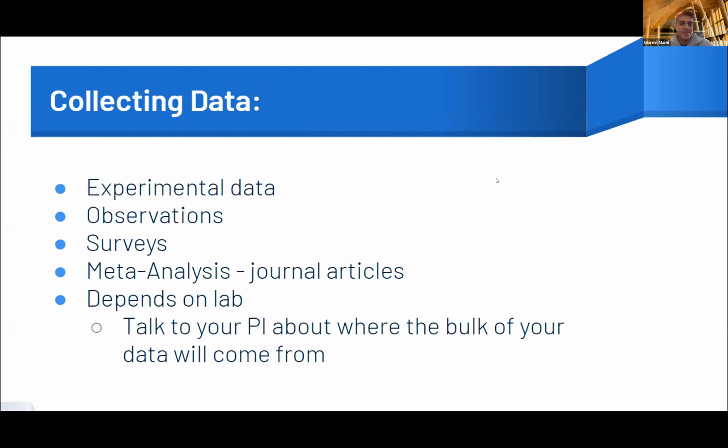Surveys, as you know, we've had you fill out some surveys for us. This is just another way of collecting data, along with meta-analysis and journal articles. At the end of the day, it really depends on your lab. One chemistry lab might be very different from another physics lab, and your PI will tell you what data they're looking for. Some are going to be more oriented towards experimental data, while others are going to be checking more journal articles and finding data through there. It all really just depends.